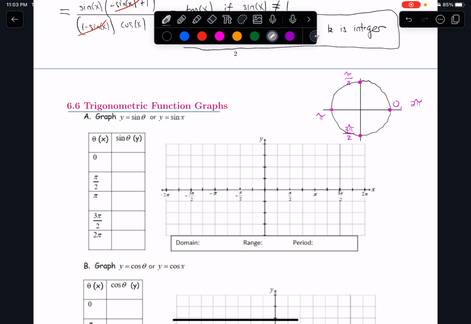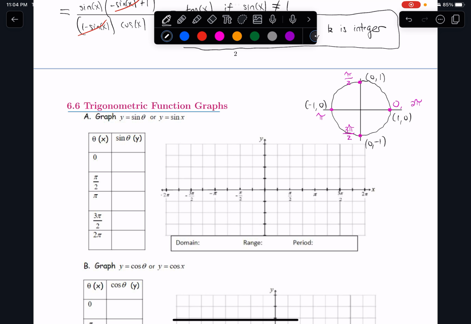Let's write the coordinates of those points. Angle 0 has coordinates (1, 0). At pi over 2, it's (0, 1). At pi, x is negative 1 and y is 0. And then down here, x is 0 and my y coordinate is negative 1.